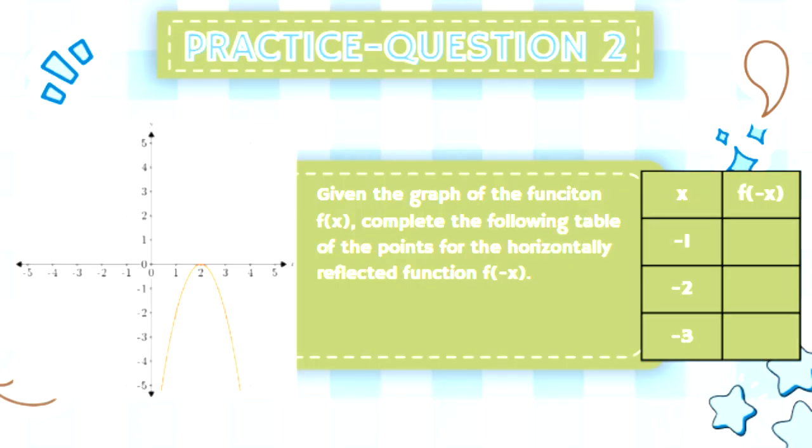Practice question number 2. Given the graph of the function f(x), complete the following table of the points for the horizontally reflected function f(-x). Pause the video, do it, come back. Okay, so first of all, we need to figure out what our points are on here because we don't have the formula. Okay, so when x equals negative 1, f(x) is going to be something. Okay, these are the ones that change. So on this graph, we're going to go to positive 1 and figure out, it's right there.